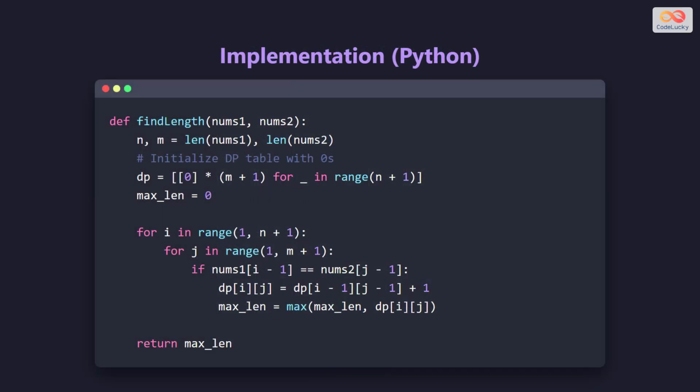Here is the implementation in Python. We initialize a 2D table with zeros. We loop through both arrays using nested loops. When we find a match, we update our dp table using the recurrence relation we discussed. We also keep a variable called max_len to track the highest value found so far, which is our final answer.